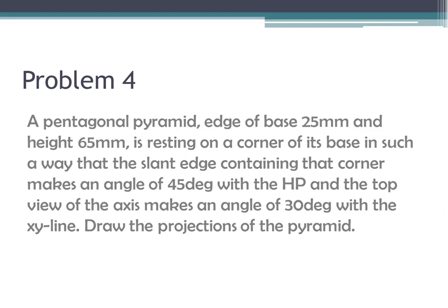Edge of base 25 mm and height 65 mm is resting on a corner of its base in such a way that the slant edge containing that corner makes an angle of 45 degrees with the HP, and the top view of the axis makes an angle of 30 degrees with the XY line. Draw the projections of the pyramid. So let's look at the solution here.